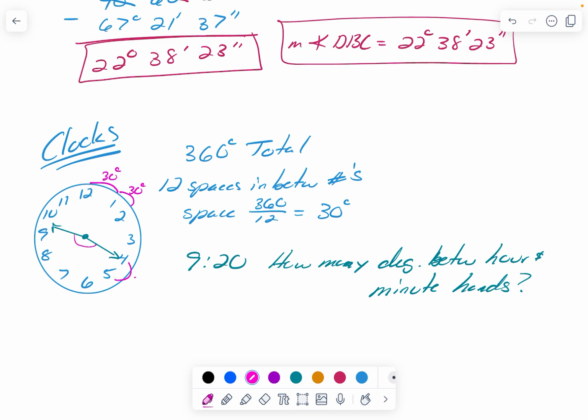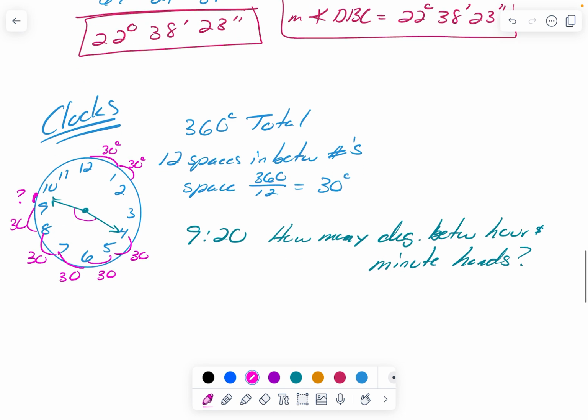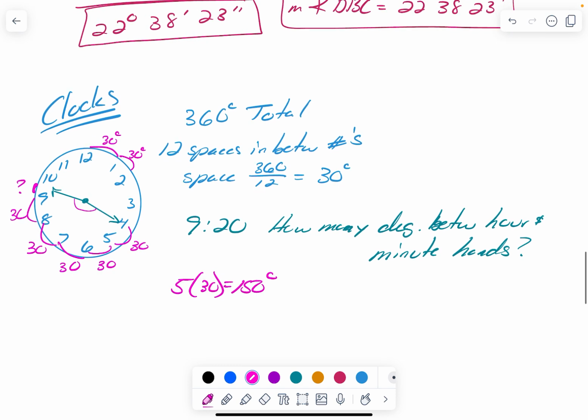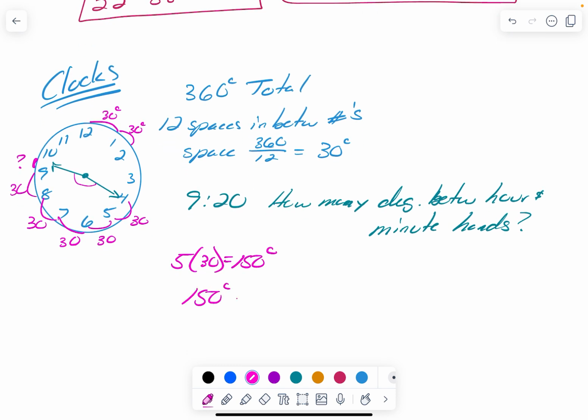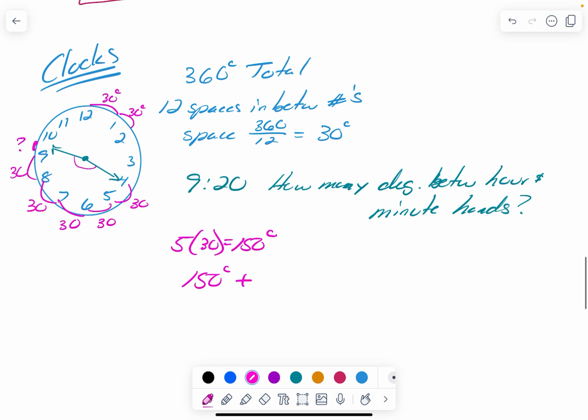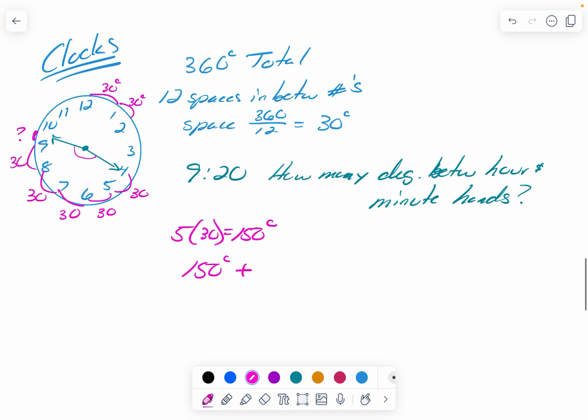But we know this is 30, this is 30, this is 30, this is 30, and this is 30, right? What we don't know is that little bit right there. So we have 5 times 30, or 150 degrees so far, right? So it's 150 degrees plus that little bit. Now the total little bit is 30 degrees.